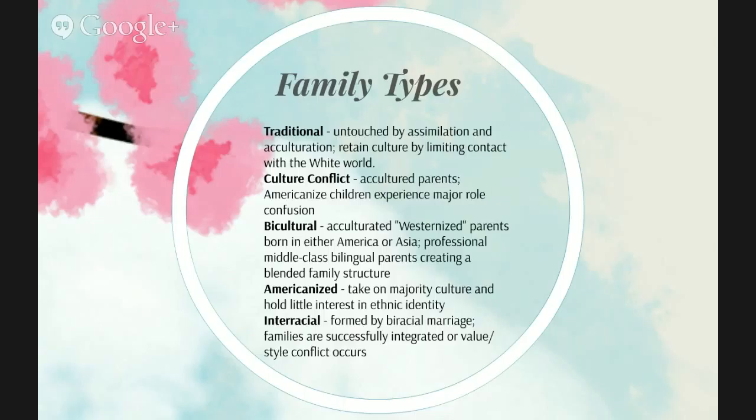The final group is the interracial group, which is formed by biracial marriage, which is when one Asian person and a person of another race is married. They can either successfully integrate their families or have conflict in their integration, which shows that either they were able to merge two very different cultures together, or they were not.